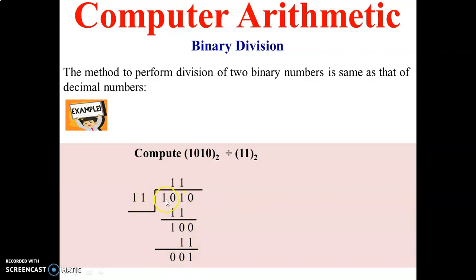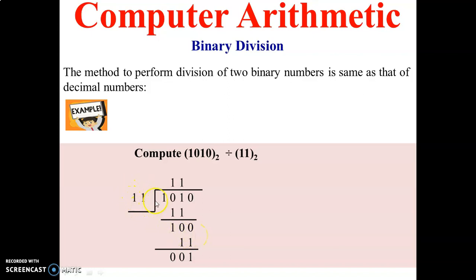Here 10 is less than 11, so we will use these three digits, 101. We put 11 here. Now we have to subtract 11 from 101. So here 1 minus 1 is 0, and for 0 minus 1 we have to borrow a number. So we are borrowing 1 from here. So 10 minus 1 is 1. Now again 10 is less than 11, so we are picking this 0 here. So here the number is 100.